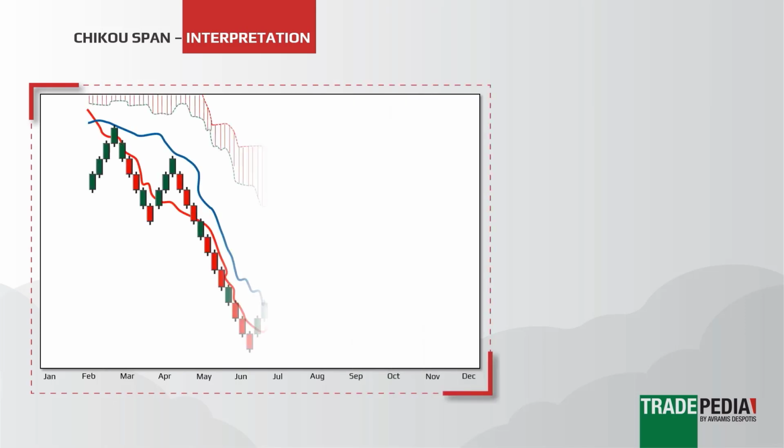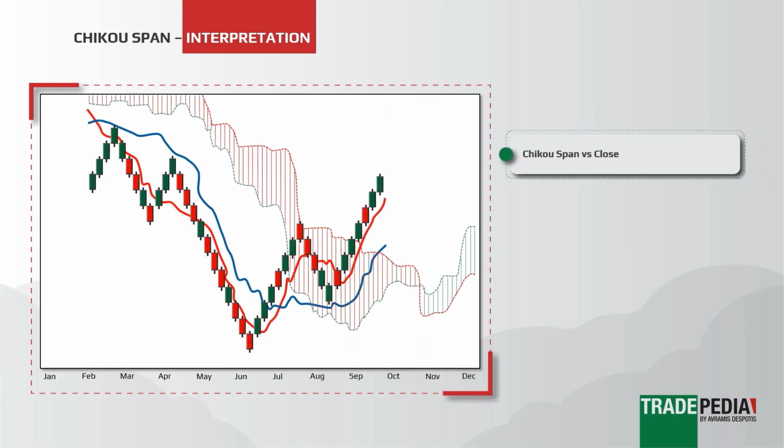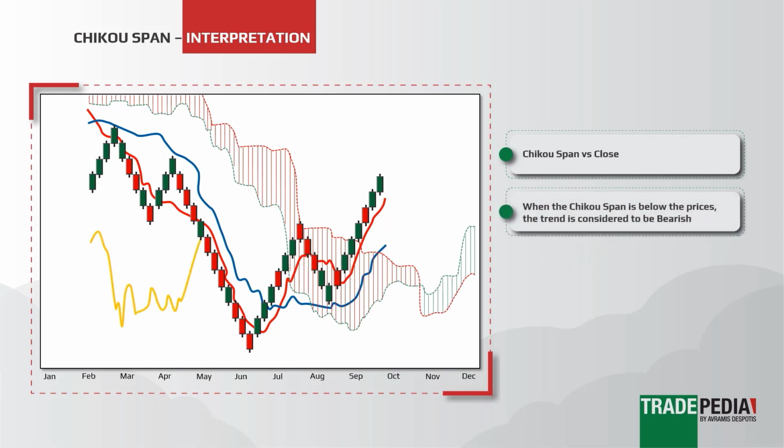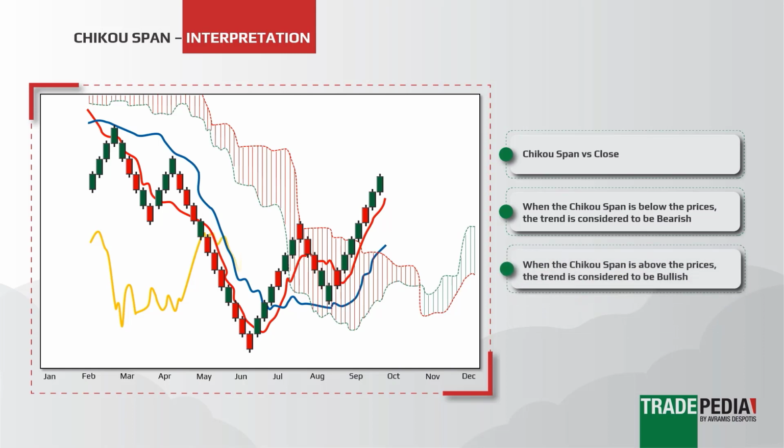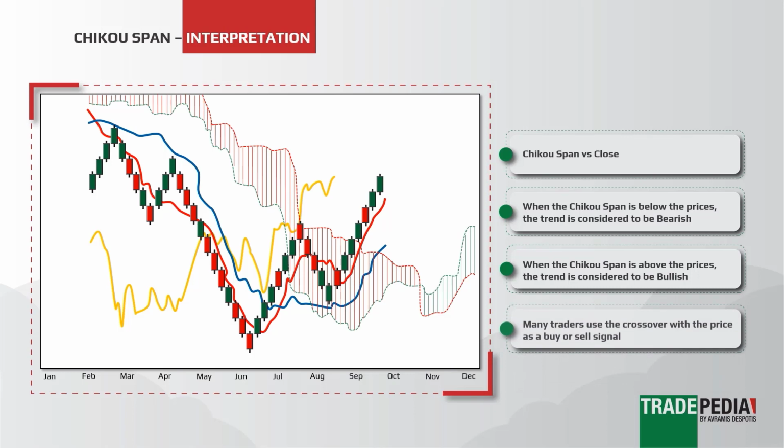The Chikou span is simply the close today plotted 26 periods back. When the Chikou span is below the prices, the trend is considered to be bearish. When the Chikou span is above the prices, the trend is considered to be bullish. Many traders use the crossover with the price as a buy or sell signal.